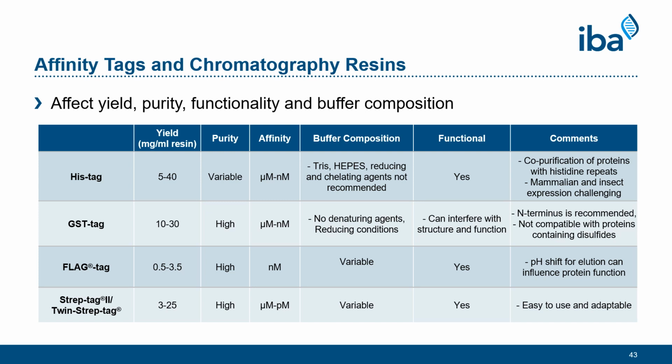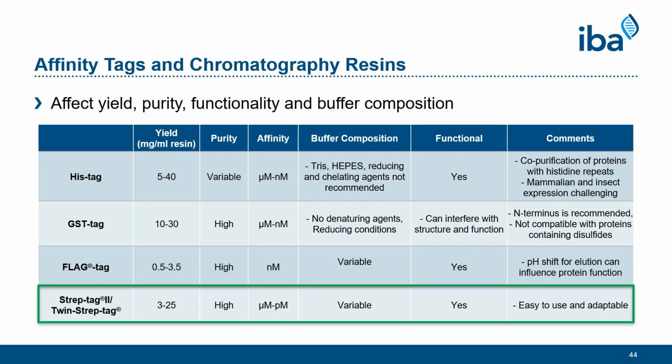For the FLAG tag, if the target protein is eluted by pH shift, the protein function and structure can be influenced. In contrast, the Strep-tag 2 and Twin-Strep-tag are easy to use, adaptable, and the buffer composition can be tailored to the requirements of the target protein and the analytic applications. So the Strep-tag 2 and the Twin-Strep-tag show the highest compatibility with analytic applications like Western blot, interaction studies, characterization assays, and immunization and crystallography.